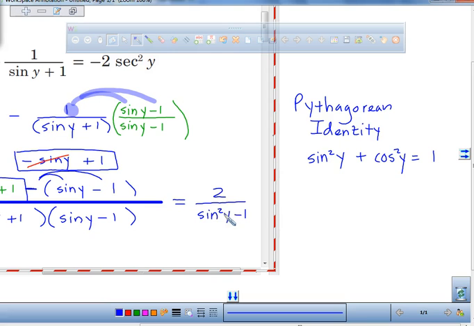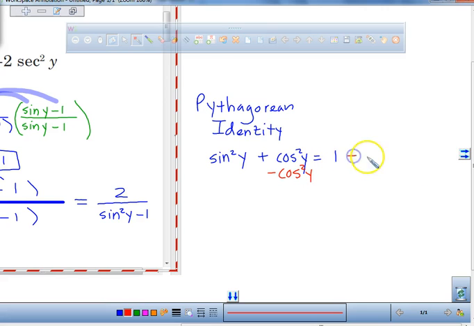So right now, check this out. What is the sine squared of y going to equal? What would I have to do to solve for the sine squared of y? I would have to take away a cosine squared of y from this side and take away a cosine squared of y from this side. So technically, what is the sine squared of y equal to? It's equal to 1 minus the cosine squared of y.